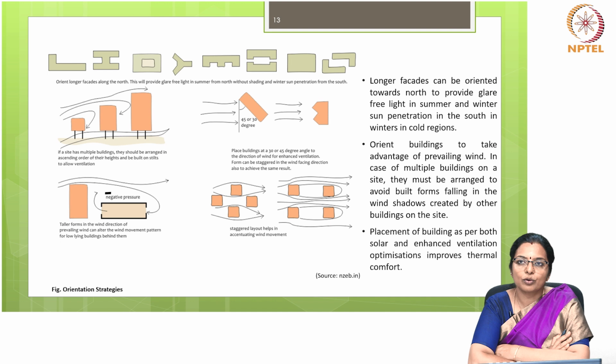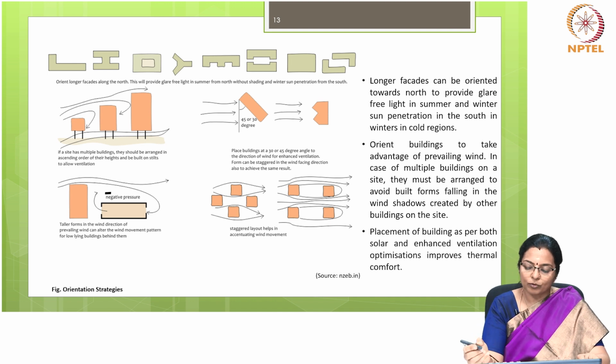Another important aspect of orientation is taking advantage of prevailing winds for natural ventilation. Buildings should be oriented to facilitate airflow and cross ventilation, especially in hot and humid climates. In cases where multiple buildings are present on a site, their arrangement should be planned to avoid built forms falling in the wind shadow region, which is created by the other buildings. The placement of buildings should consider both solar orientation and enhanced ventilation optimizations to achieve optimal thermal comfort.